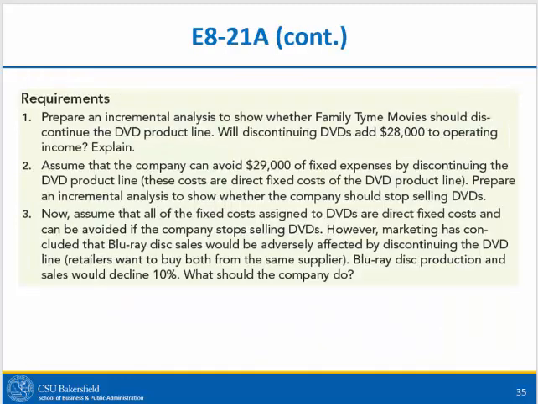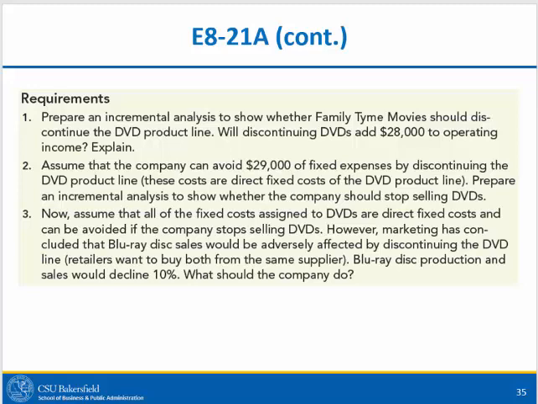So the first question is to prepare an incremental analysis, which I'm going to show you in a minute, to show whether this company should discontinue the DVD product line, and explain. The second one is to assume that the company can avoid 29,000 of fixed expenses by discontinuing the DVD product line. Prepare an incremental analysis to show whether the company should stop selling DVDs.